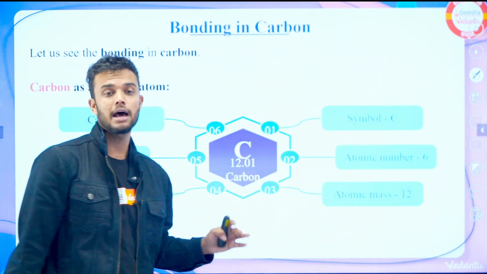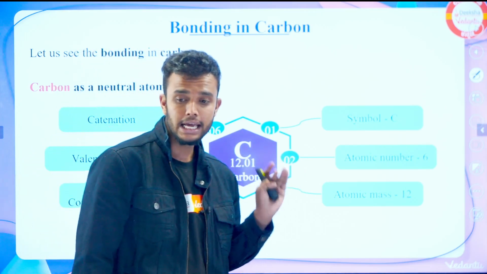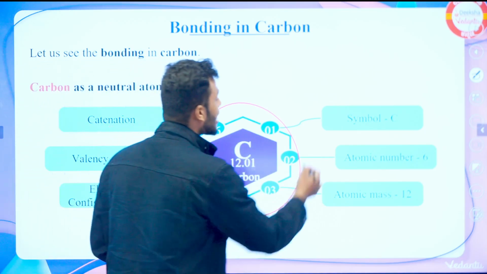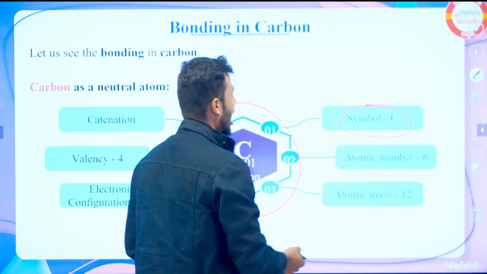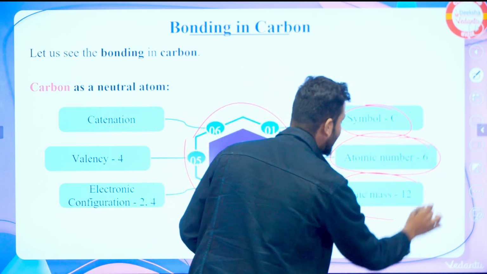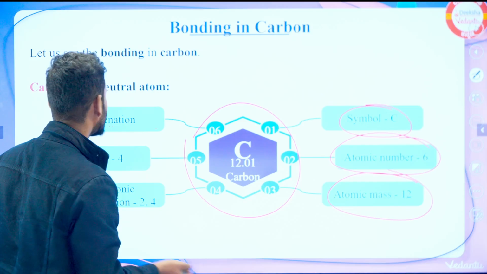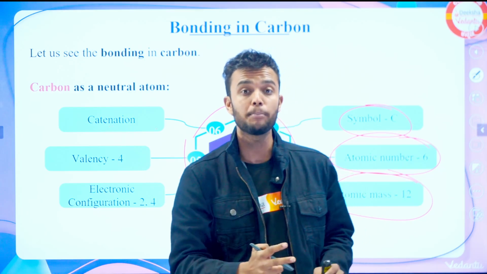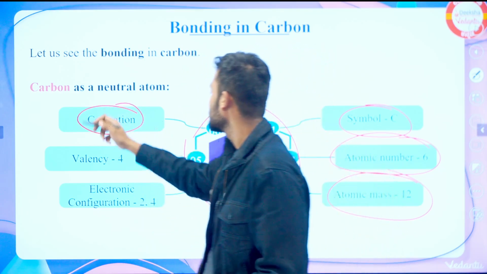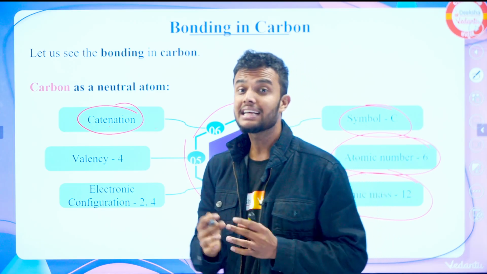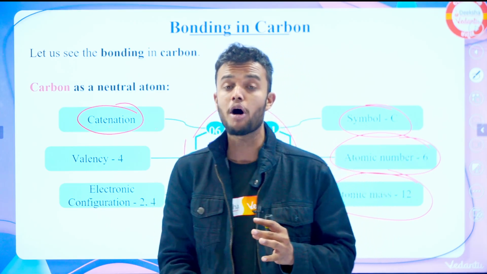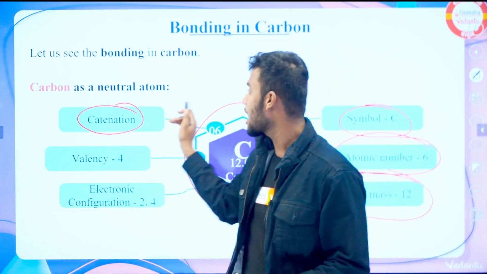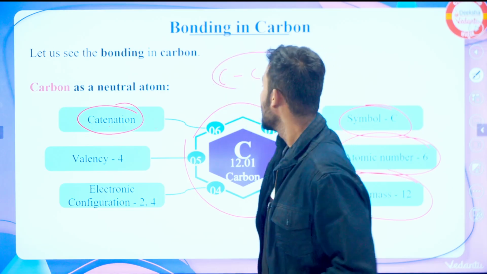Next, move to bonding in carbon. Very important topic, bonding in carbon. Here carbon has important points. What is the symbol of carbon, students? Symbol of carbon is C, atomic number of carbon is 6 and atomic mass is 12. Simple, right? And also carbon has two important bonding properties. One is called catenation. Catenation is nothing but the ability to form a long chain bond with the same carbon atoms. This is called the catenation property.